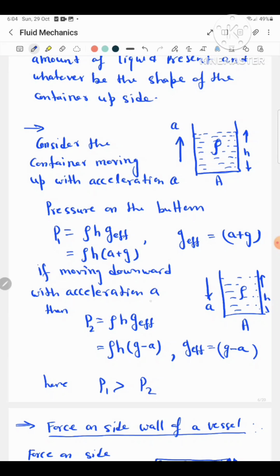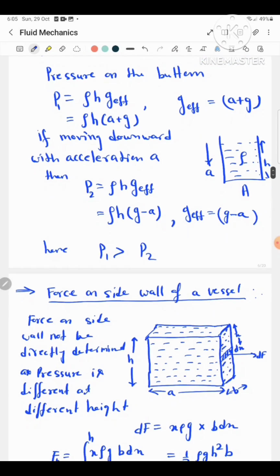If it is moving downward with the same acceleration a, then what will be P2? Rho g effective into h. Here the g effective will be gravitational acceleration minus the acceleration of the container, because it is moving in the same direction as the gravitational field. So the pseudo force will act on the liquid in the upward direction, and the effective acceleration will be g minus a.